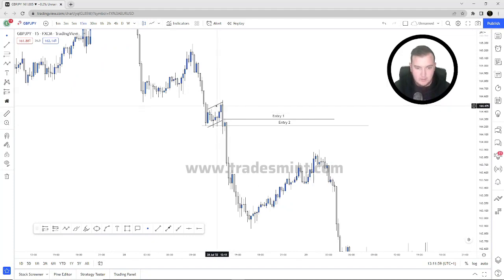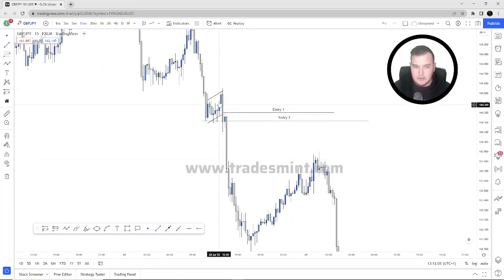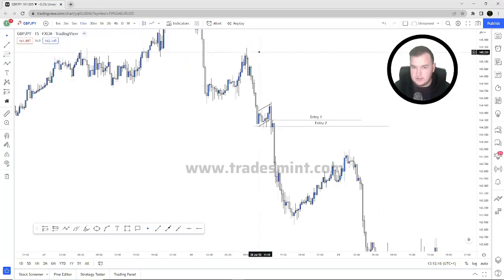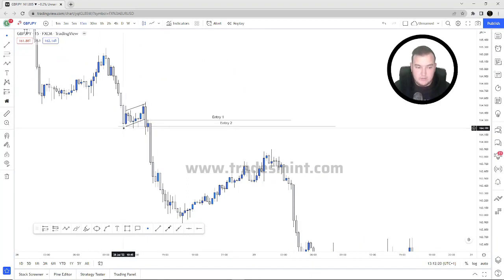So again, we have two types of entries. We could enter on the break of this channel that we've identified. So this is the impulse, the correction. These are what we identify as channels. So if we break this channel, right, that gives us an entry for a sell, because the overall direction is sell. We've just come from the top, so now we are currently falling, right? And entry number two is if we break the low of where the impulse, the correction started, right?